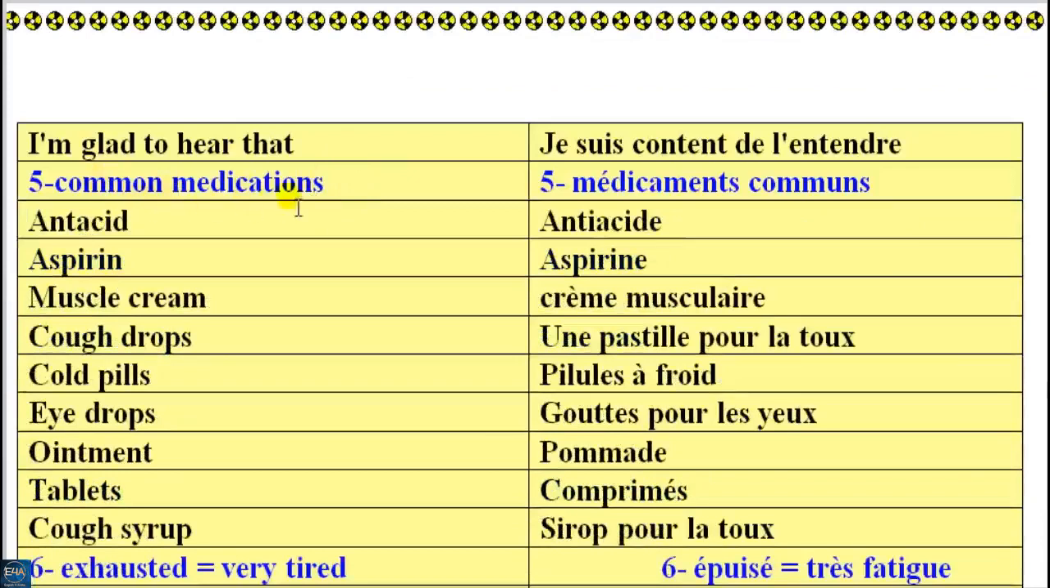5. Common medications. Antacid. Aspirin. Muscle cream. Cough drops. Cold pills. Eye drops, ointment, tablets. Cough syrup.